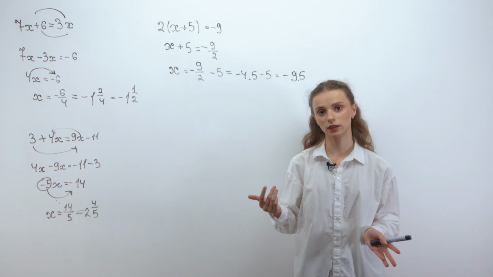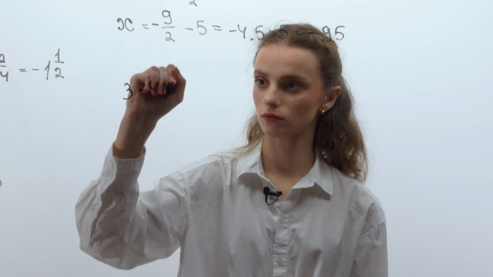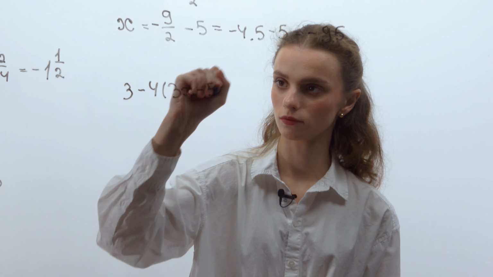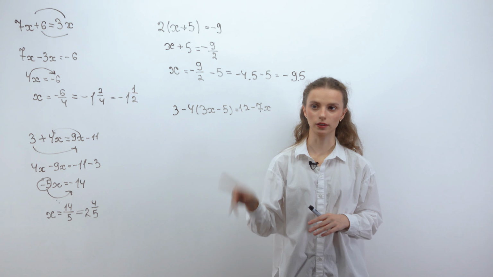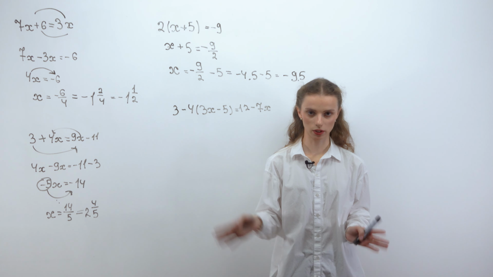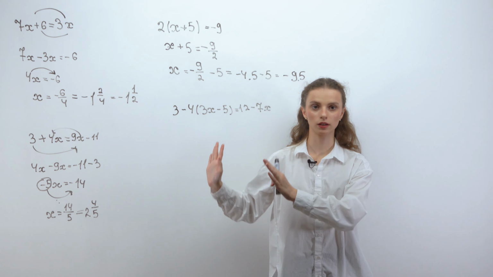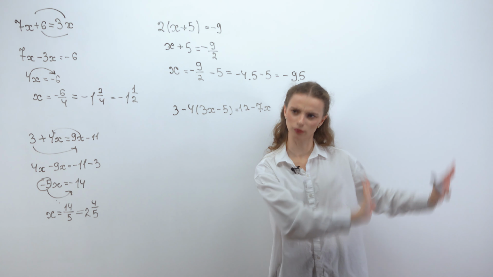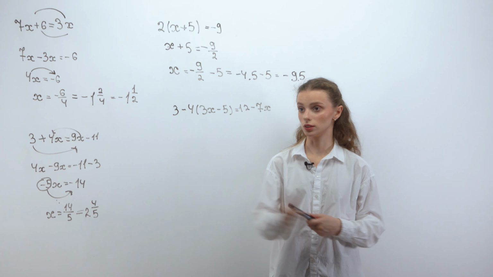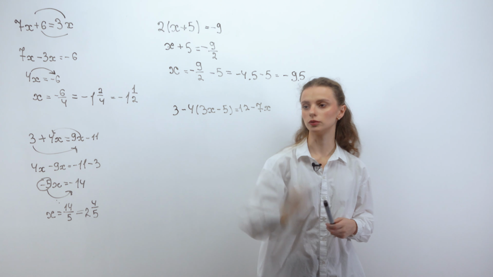And let's do our final example for these kinds of questions. In my final example, I have 3 minus 4 multiplied by 3x minus 5, and that equals 12 minus 7x. What I'm going to do, I'm going to keep everything with my x's to the left and everything that is a constant on the right. Okay, so this contains x, right? This entire expression and this.